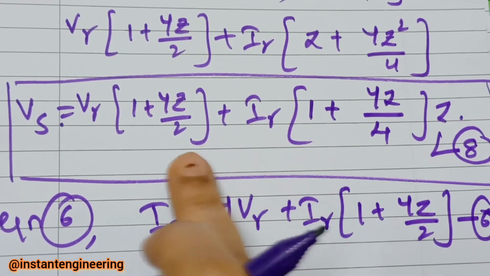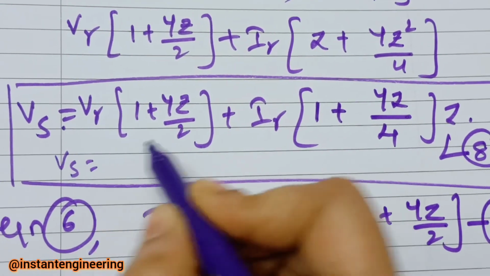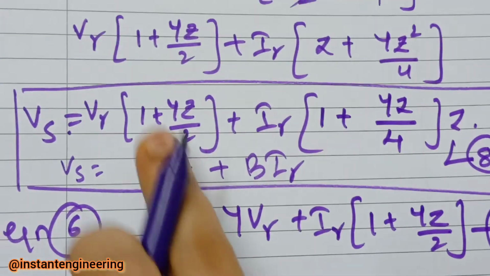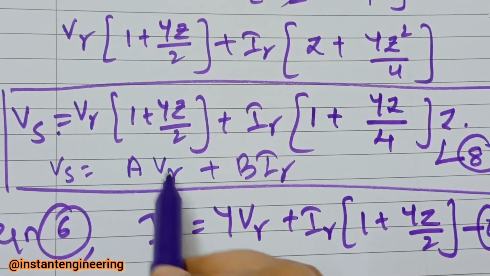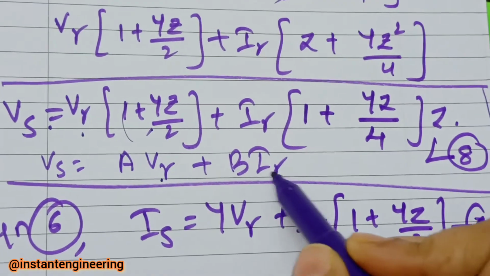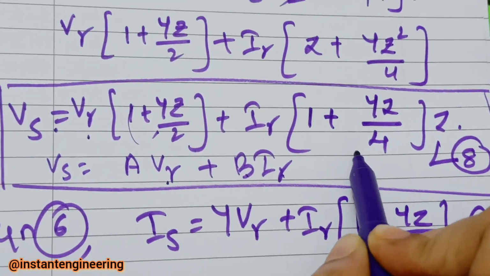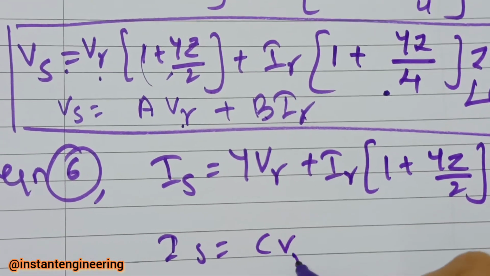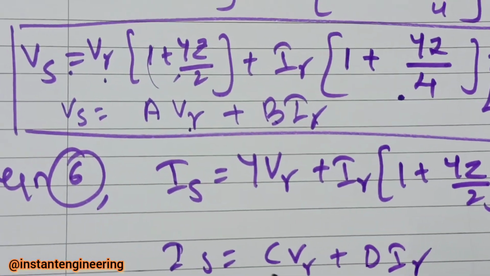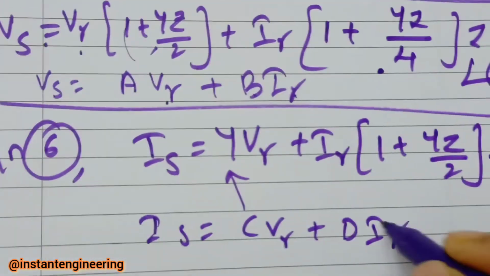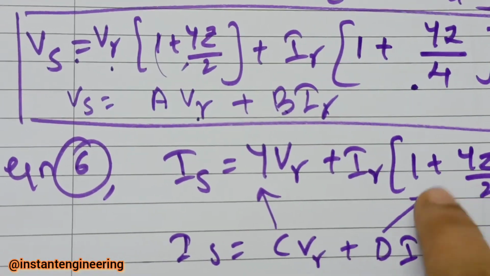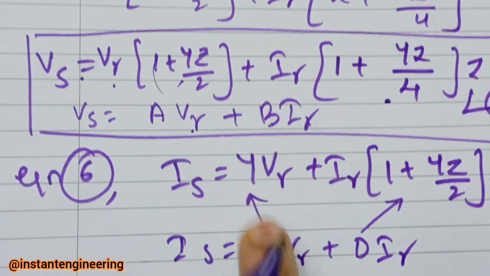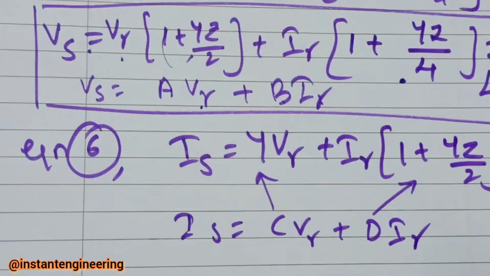See, any two-port network, it will be in the form AVR plus BIR. It is like that only, right? Vs, VR, A value is this one, IR, B value is this one, this whole thing. Similarly, Is is equal to CVR plus DIR. So according to this, C value is Y and D value is this whole thing. Okay. Understood? This is for two-port networks. This is the format which you should get. We got it, both the equations.